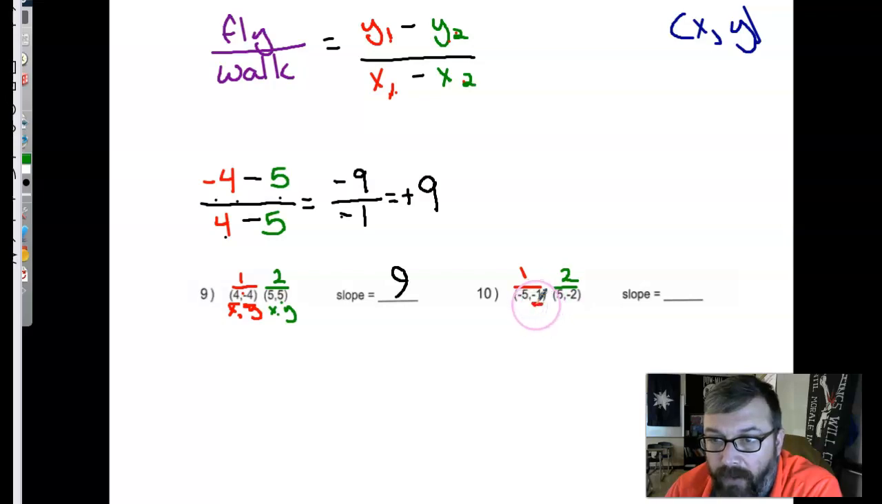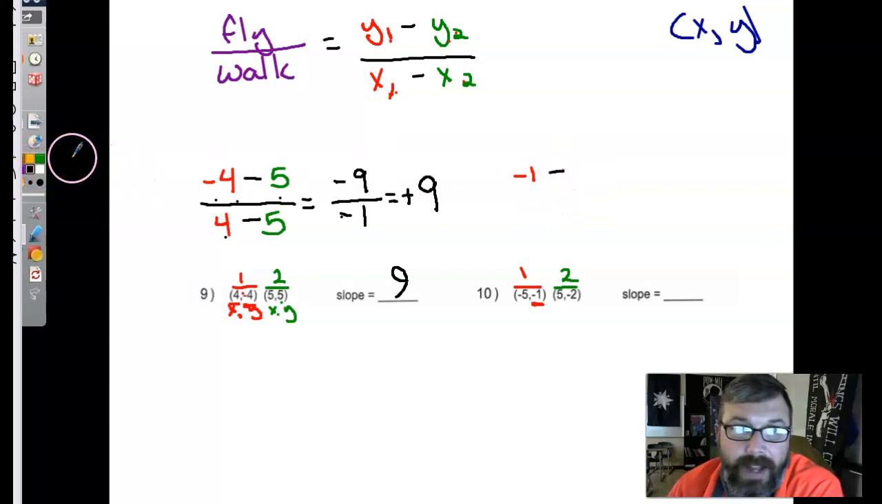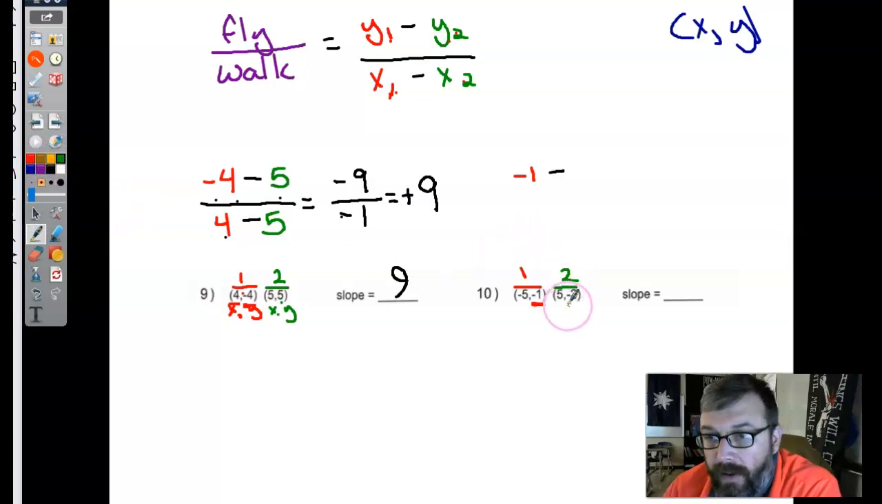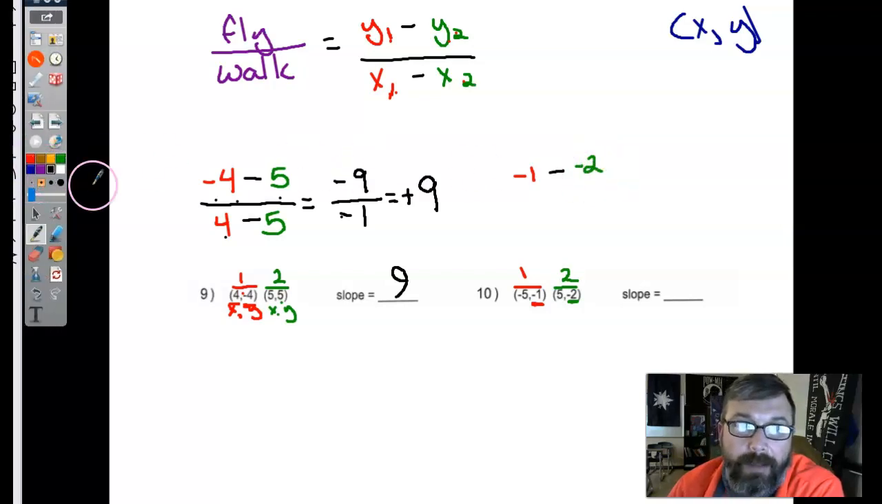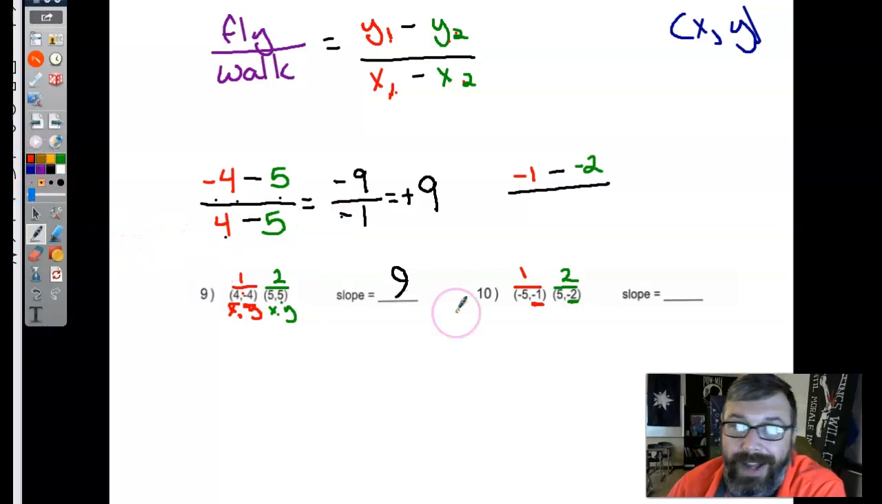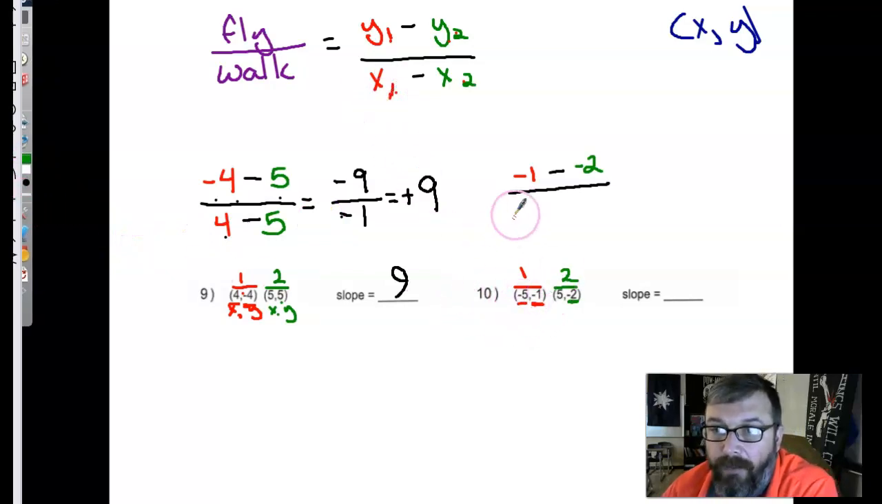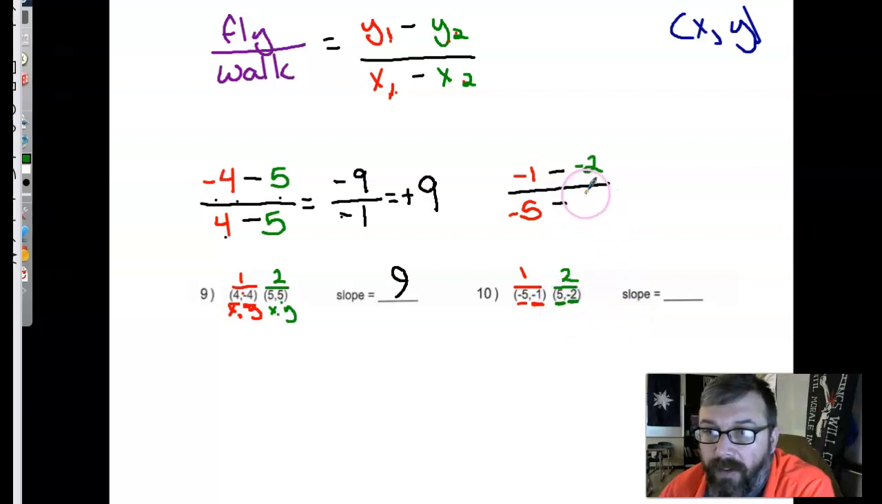The y value is right here, -1. So I'm going to take -1. I'm going to subtract that from my second y value, -2. And I'm going to place this over the x value from my first point, -5, and subtract that from the x value of my second point. Positive 5.